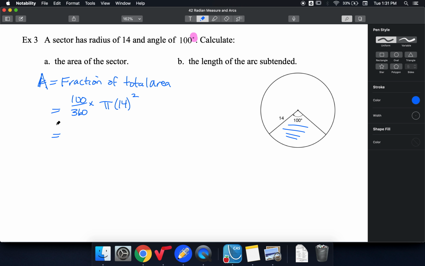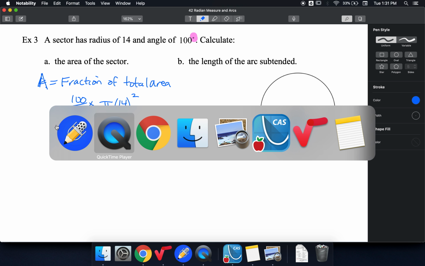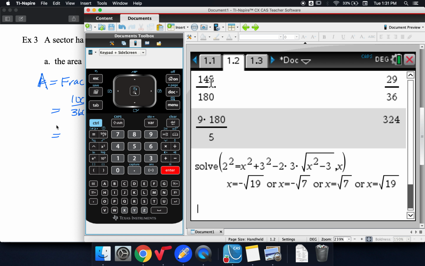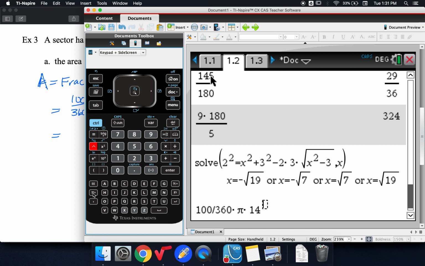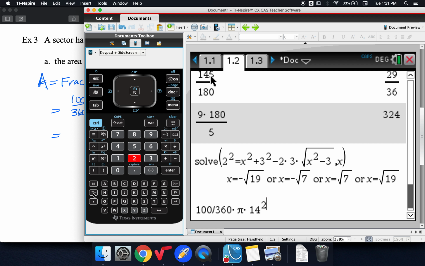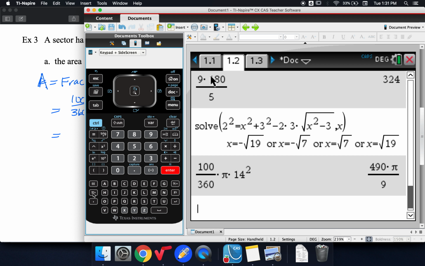When I put this into my calculator, I don't want that pi to calculate, so I'm actually curious what your calculator is going to do with it. Let's see. So we do 100 divided by 360 times pi times 14 squared. Let's see what it says. Oh, lovely. So your calculator leaves the pi in there, which is the answer I want to see. I like nice exact answers.